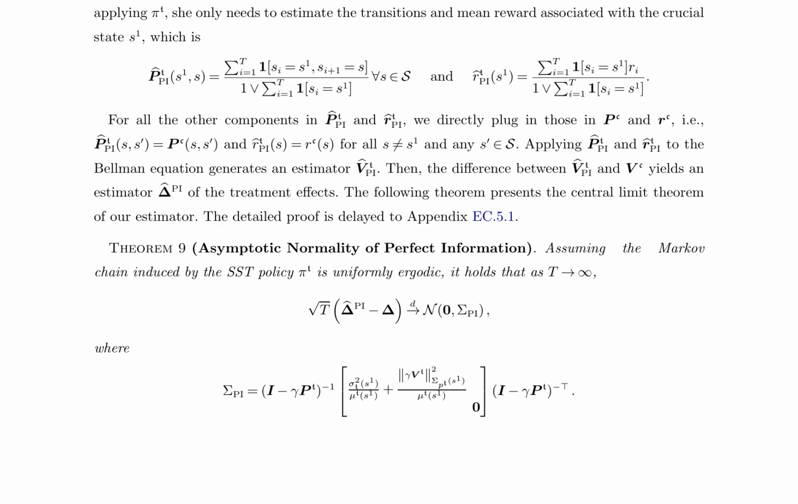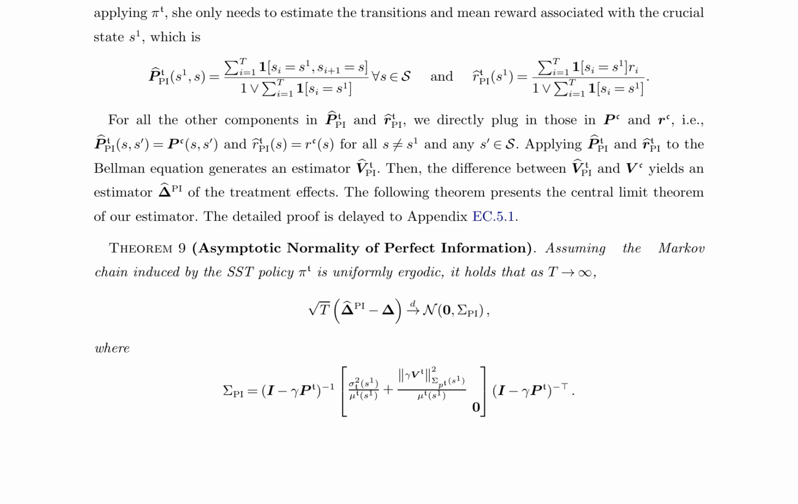For the crucial state S1, the asymptotic variance sigma squared pi, S1, exhibits a similar structure to the model-based estimator under a fixed policy, but with a significant reduction in variance. This reduction is attributed to the complete information on transitions and rewards for non-crucial states. The authors introduce notations sigma het pi and sigma hom pi to facilitate a detailed comparison with A/B testing, both with and without information sharing.